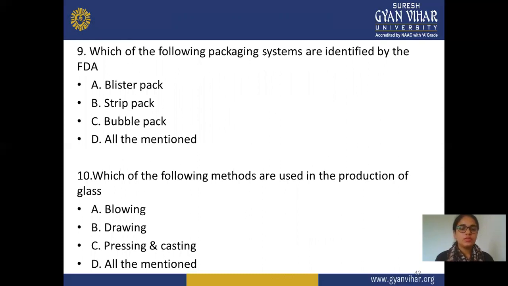In the ninth question, which of the following packaging systems are identified by FDA? A is blister packaging, B is strip packaging, C is bubble pack, and D is all mentioned. In the 10th question, which of the following methods are used for production of glass? A is growing, B is drawing, C is processing and casting, and D is all mentioned. So these are the questions related to packaging material. You can easily answer them after completing this topic.